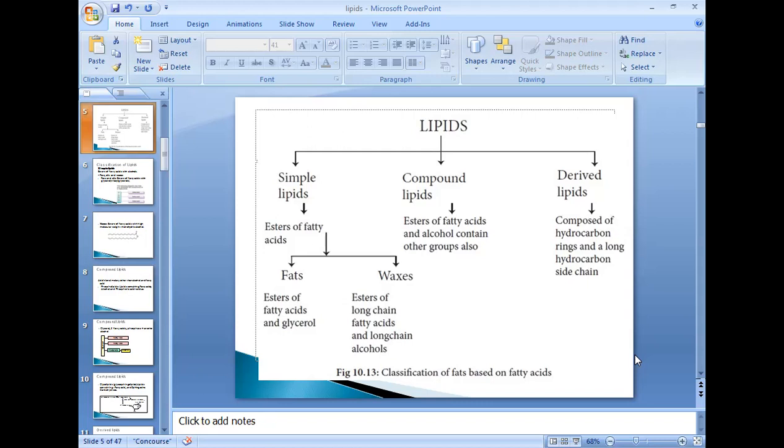Whereas compound lipids are a type of lipid which also has another group in their structure, other than fatty acid and alcohol. Derived lipids are basically the lipids which are formed by the hydrolysis of complex and simple lipids or compound lipids.